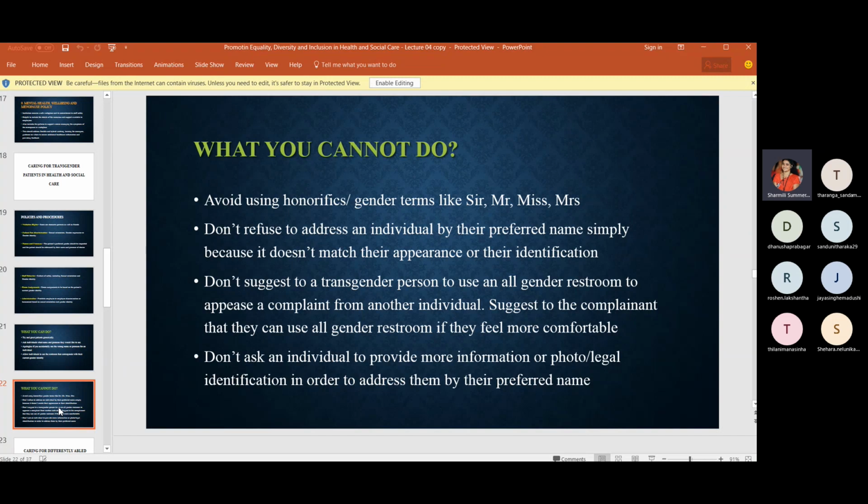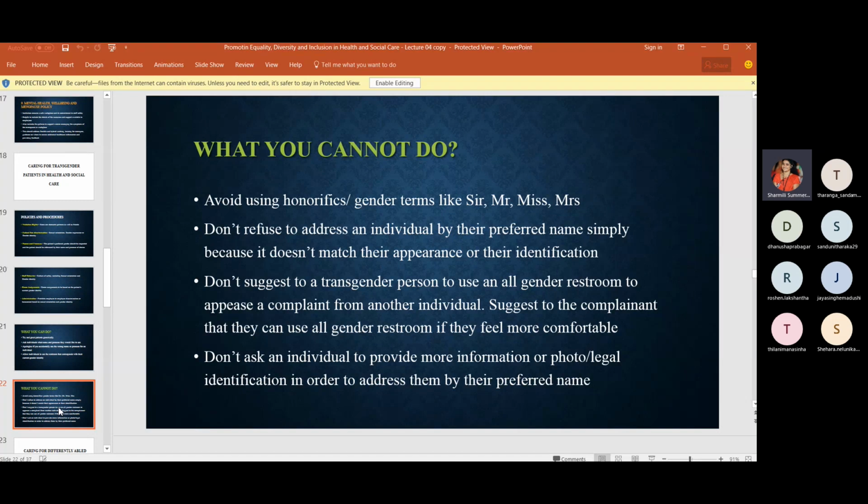So if you receive any complaints from other patients, don't encourage those things. As a substitute, you can suggest and educate those people who have those kinds of thoughts. So you can educate them.